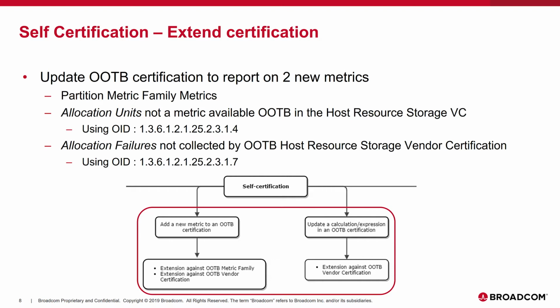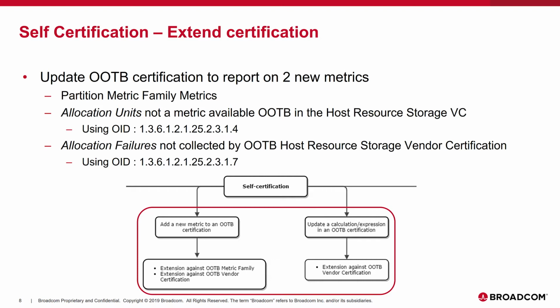So when we looked at the self-certification use cases earlier at the beginning of the presentation, there were all these different use cases. In this case, we are going to cover these particular two use cases. One where we are adding a new metric to an out-of-the-box certification, and another where we are updating a calculation and expression, right? So the two metrics in the partition metric family that we are going to look at are allocation units and allocation failures, right? The allocation units metric is not something that's available out of the box.